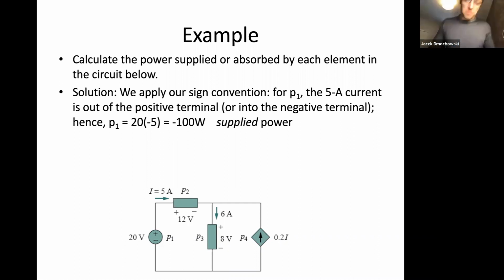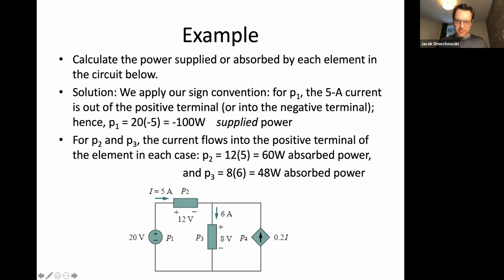On the other hand, the 5 amps here is entering the positive terminal of P2. And therefore P2 is going to be equal to 12 volts times positive 5 amps. So that's 60 watts. And P3, again, the current arrow is oriented into the positive end of the battery. And so P3 is equal to 8 times 6.